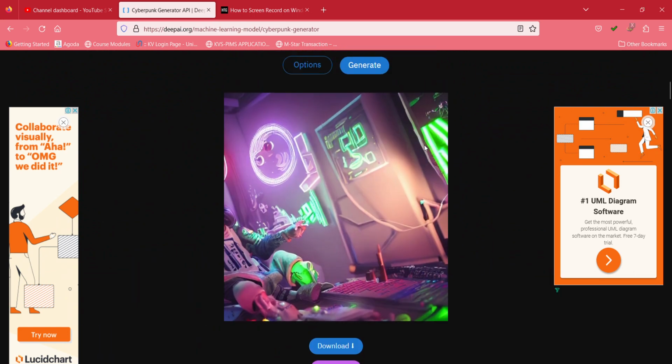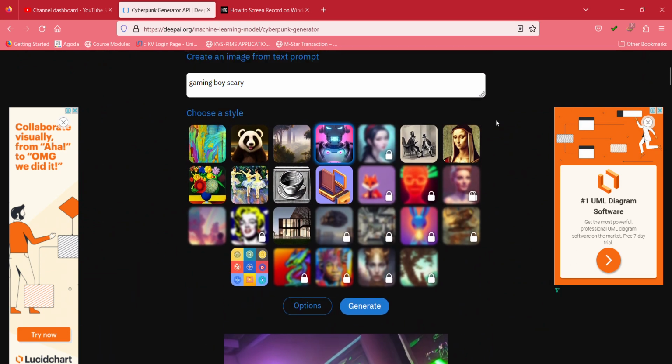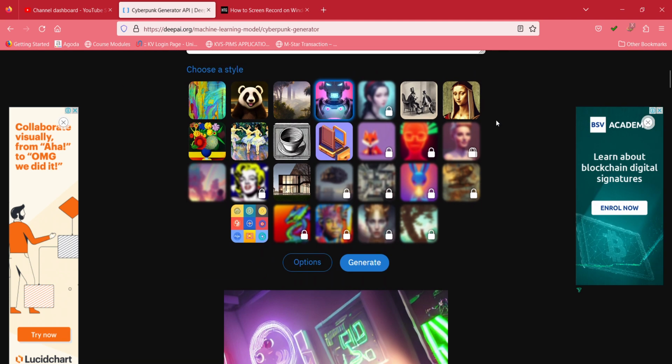Okay, stay tuned. Next time we will try some other AI image generators also, and we will compare them. Which one gives us the best result?